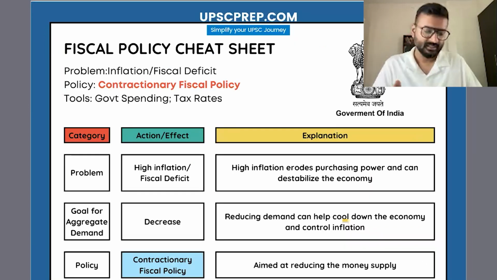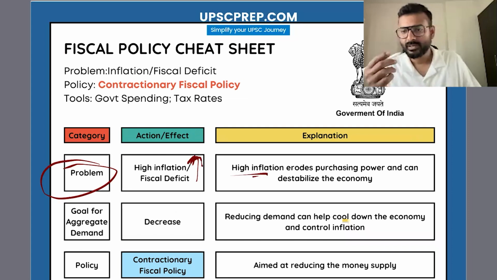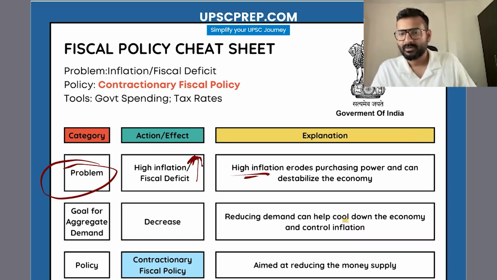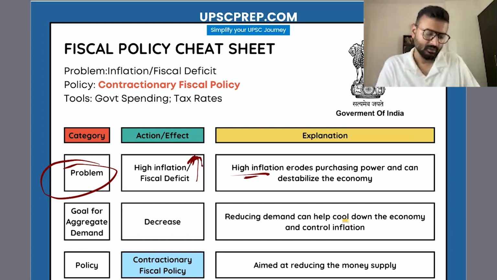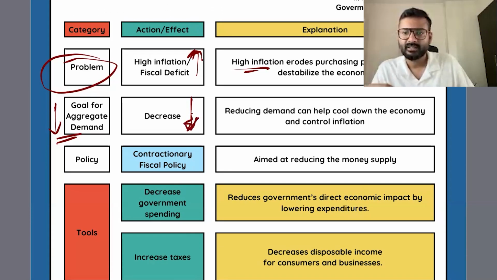Next, let's look at the contractionary fiscal policy. Now, what is the problem we have identified here? That there is high inflation or high fiscal deficit. High inflation is an issue because it will erode the purchasing power of the rupee. So that is not desirable in an economy. So now the goal for the government will be to decrease the aggregate demand, because if we reduce aggregate demand, the economy will cool down a bit and inflation will come under control.